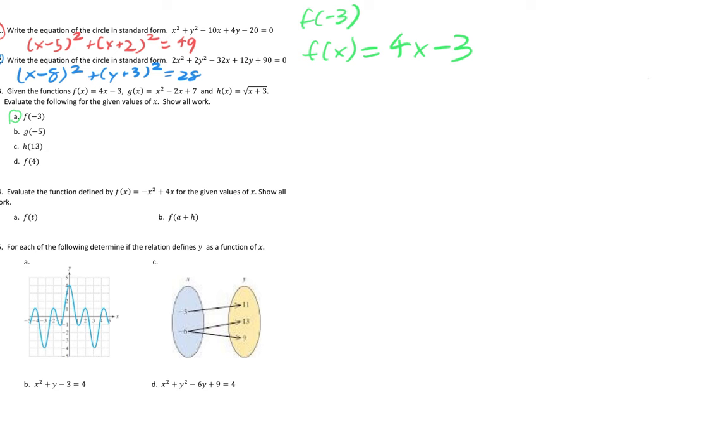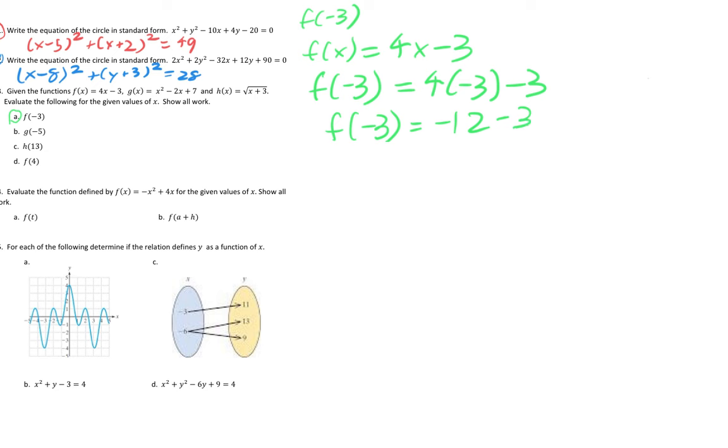So f of negative 3, anywhere we see an x, we're going to plug in a negative 3. So 4 times negative 3 minus 3. So f of negative 3 is going to be 4 times negative 3, which is negative 12, minus 3. That means f of negative 3 is equal to negative 15.